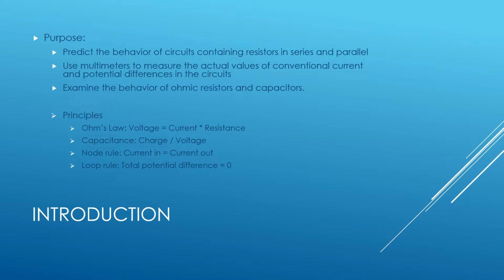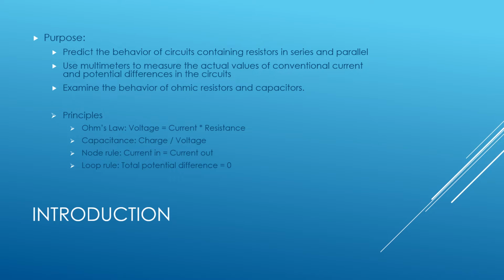So the purpose of this lab is to predict the behavior of circuits containing resistors in series and parallel, using multimeters to measure the actual values of conventional current and potential differences in each circuit, and examine the behavior of ohmic resistors and capacitors. The principles we will be using in this lab are Ohm's law, which is voltage equals current times resistance; capacitance, which is charge divided by voltage; node rule, which is current in equals current out, as energy does not change; and loop rule, which is the total potential difference of our circuit should add up to be zero.